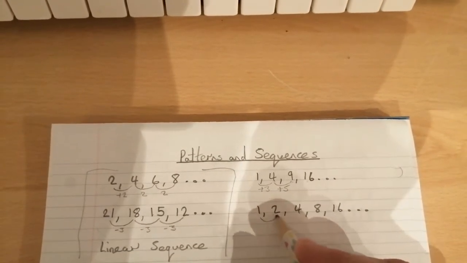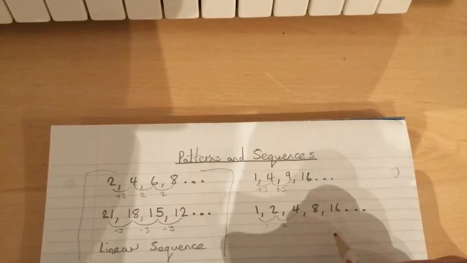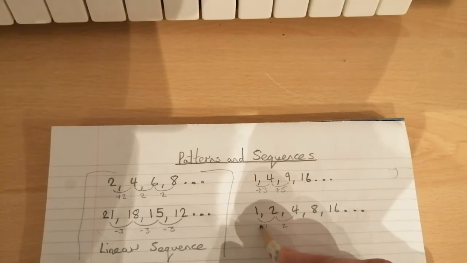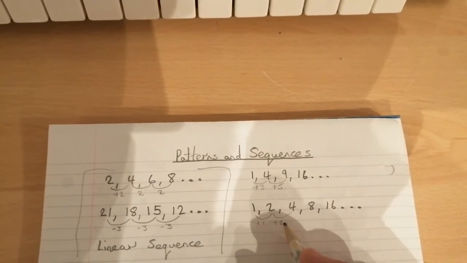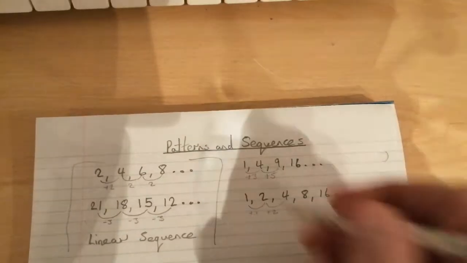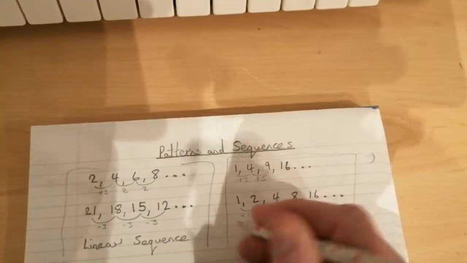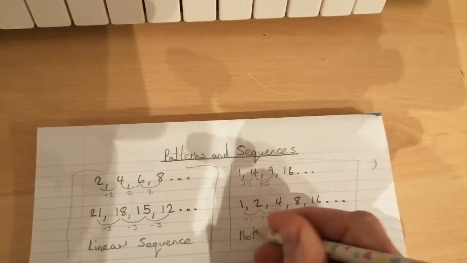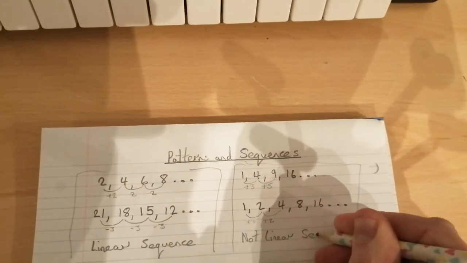We'll test the last one. 1 to 2, that's going up by 1. 2 to 4, that's going up by 2. I don't need to go any further, you know, plus 1, plus 2. That's definitely not linear. The minute one of these is different, then you know it's not a linear sequence.